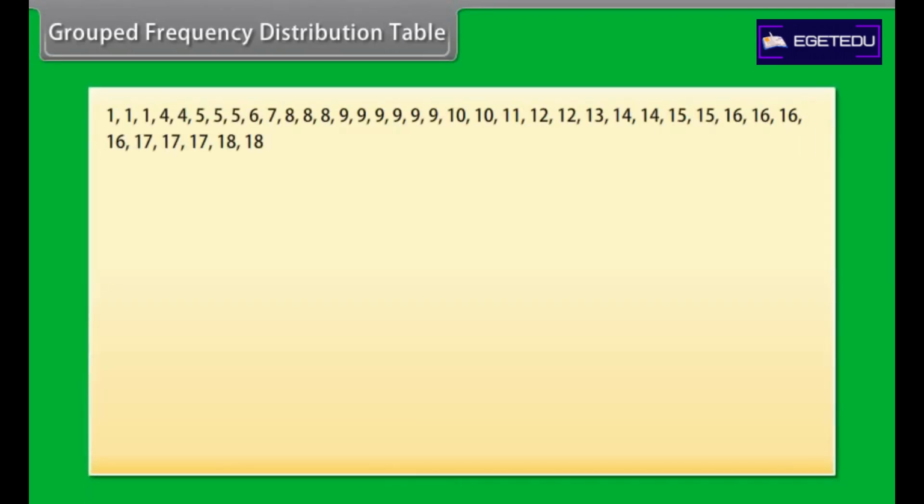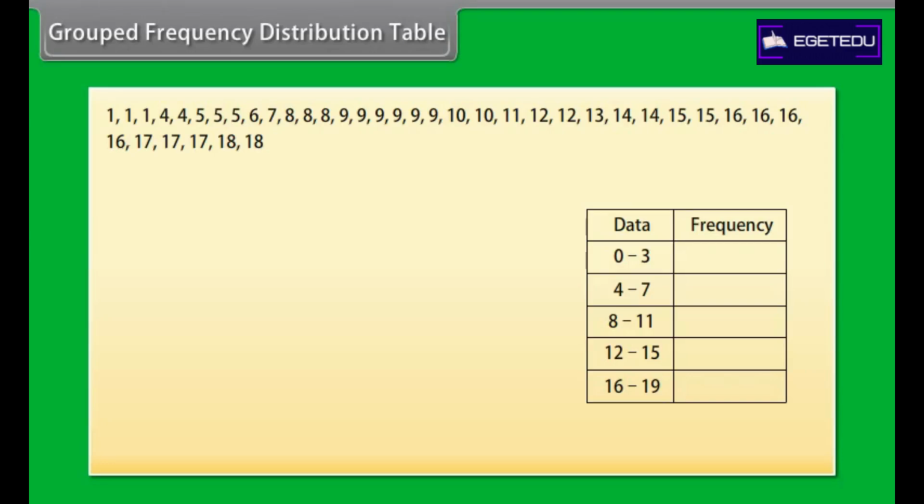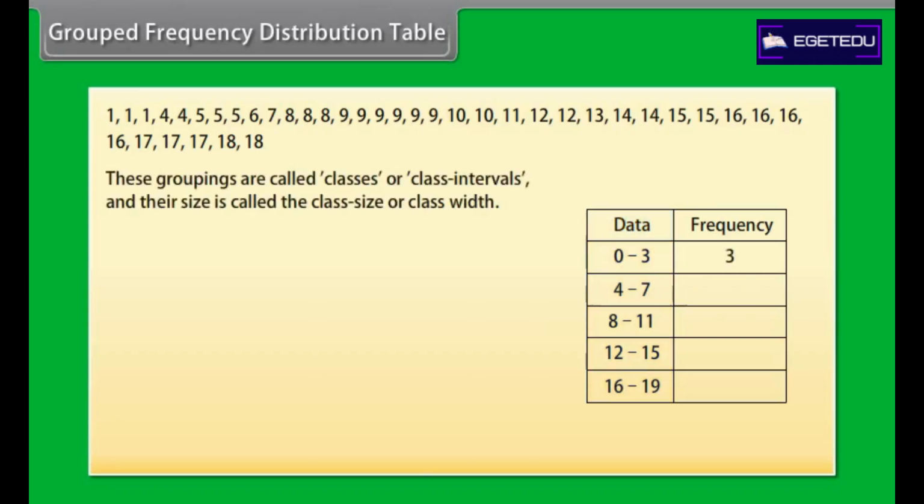Sometimes we have got large amount of data. So, to present such a large amount of data, we condense it into groups like 0 to 3, 4 to 7, and so on till 16 to 19, since our data is from 1 to 18. These groupings are called classes or class intervals, and their size is called class size or class width. Here the size is 4.